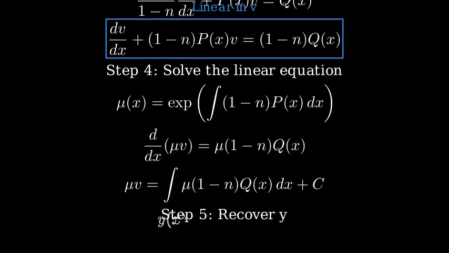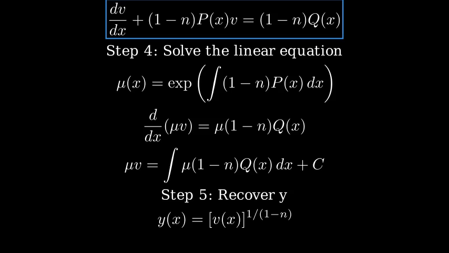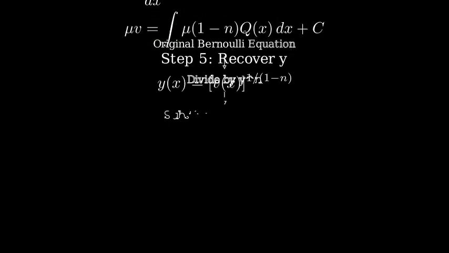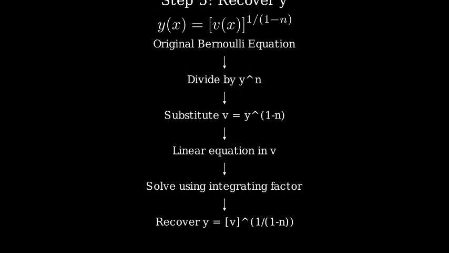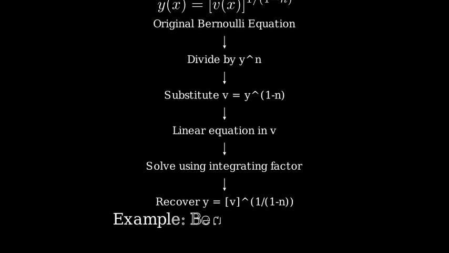Step 5. Finally, recover the original variable y by using the substitution formula. y equals v to the power 1 over 1 minus n. And that's the complete process for solving a Bernoulli equation. Let's see a quick example.